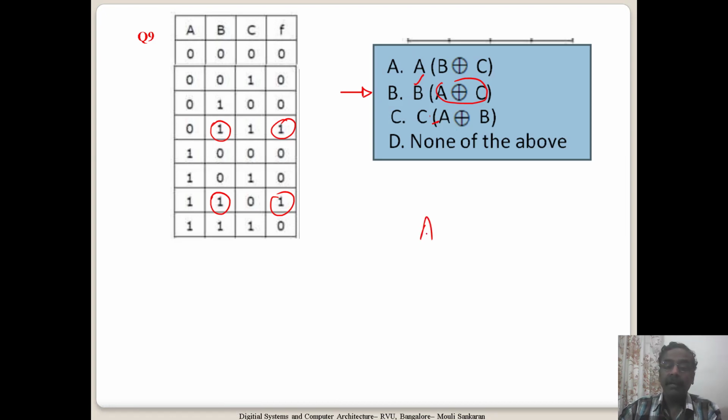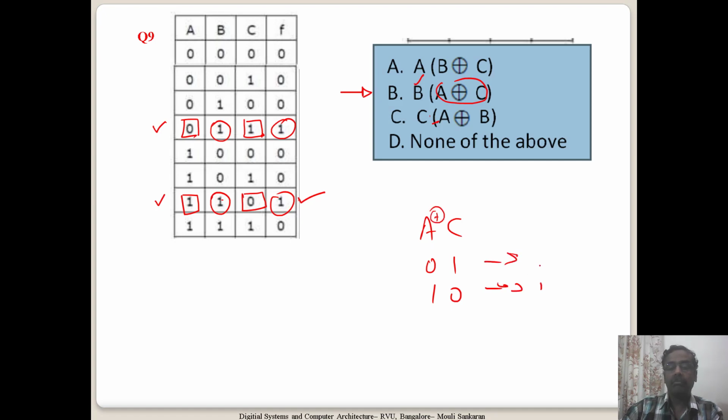That means what? A and C should be different. Okay, they cannot be same. Now let us see. In this case, C is 0 and A is 1. That means they are different. Then this XOR of these two inputs A and C will be giving me 1. Then 1 and 1 and 1, this is correct. Similarly, here A and C are different. They are not same. Then this also A XOR C will give me 1.